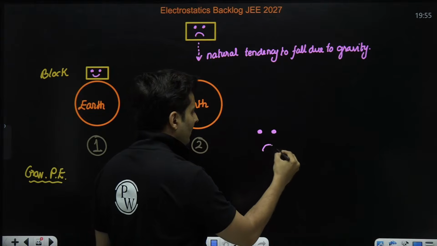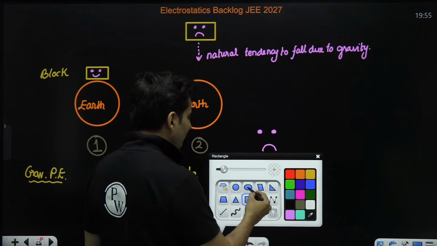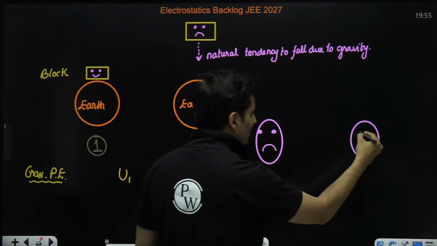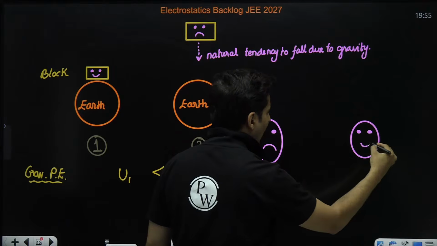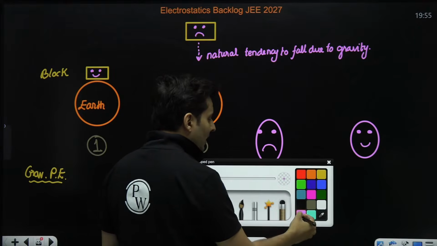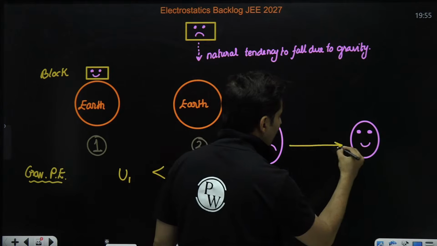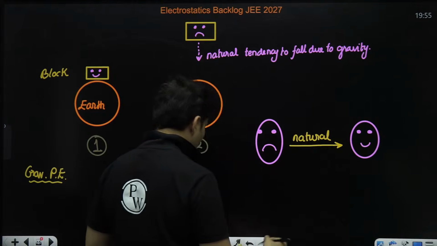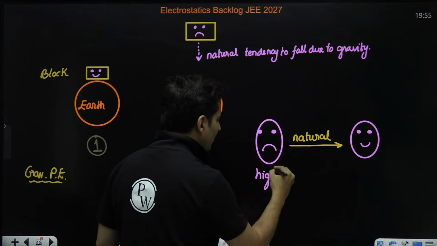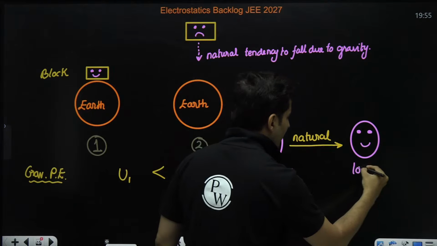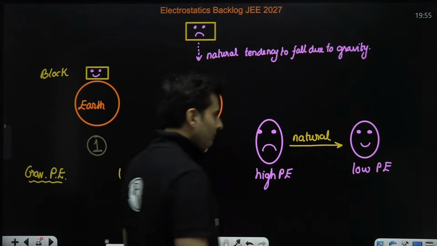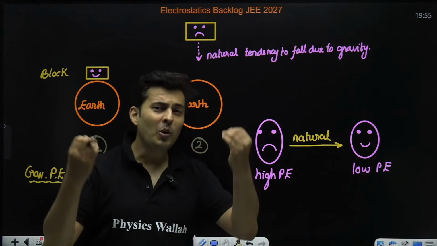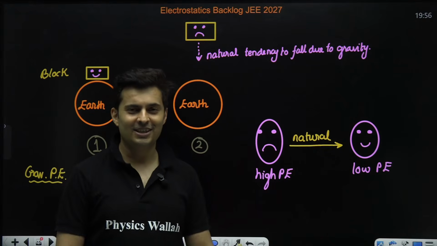You will see that every kind of system will try to go from a sad phase of life to a happy phase of life. And when they become happy is when they lose their potential energy. So this is what a natural process looks like. This is going to have high potential energy. This will be low potential energy. So every system always tries to lower its potential energy state.